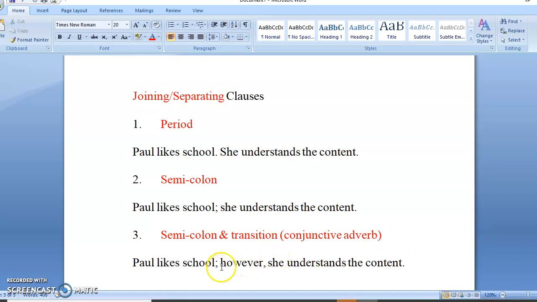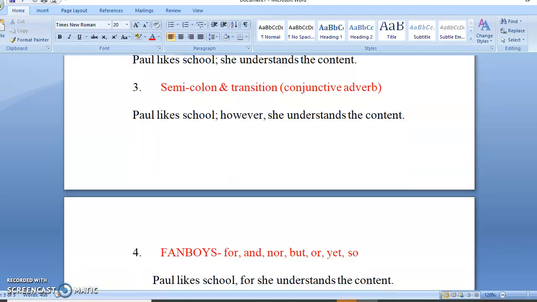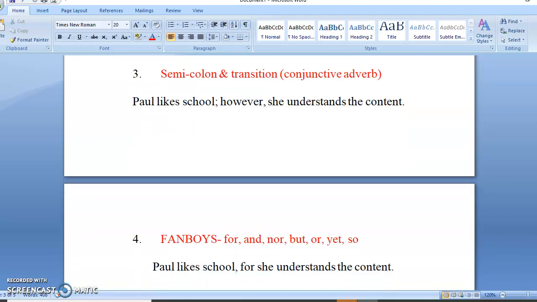I really want you to pay attention to this portion here. We have a semicolon, conjunctive adverb or transition, and a comma. If you forget that comma, it creates an awkward sentence, which is an error. Okay, so just make sure you have the comma before the independent clause. The next method would be to use a coordinating conjunction.